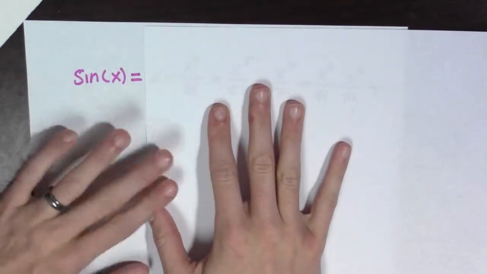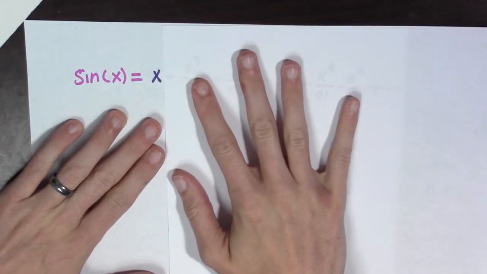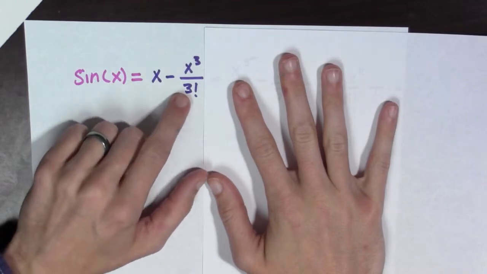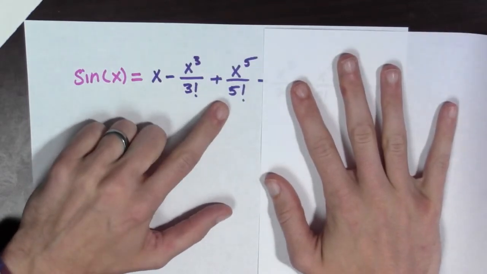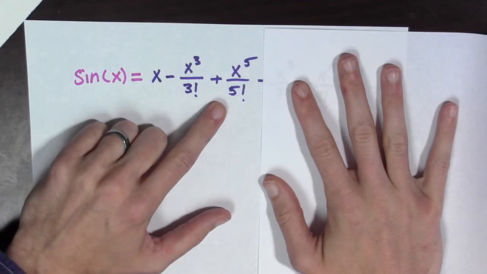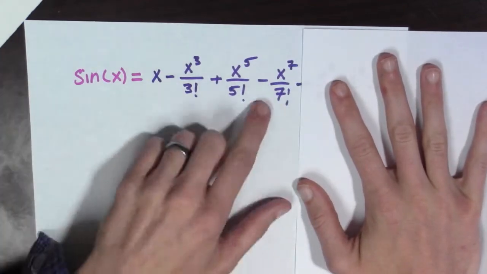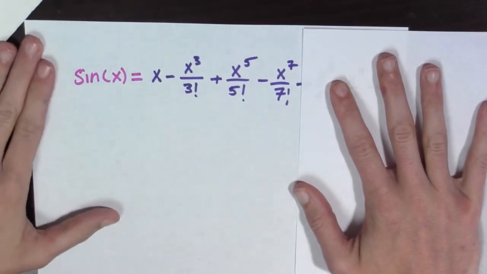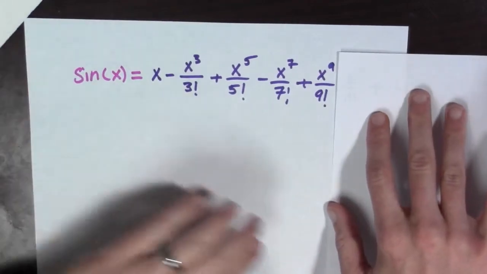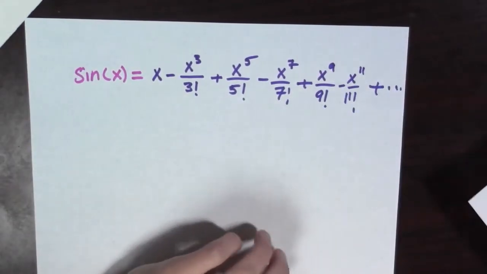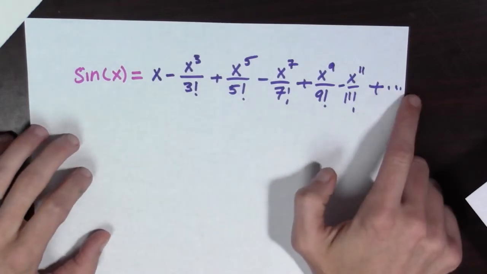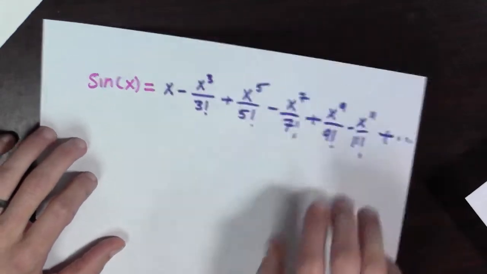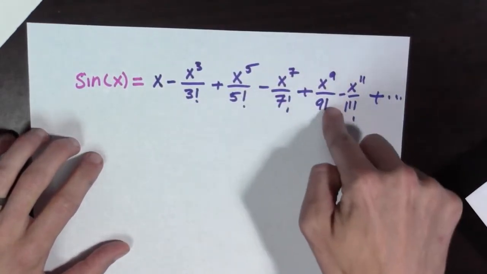So let's do it. Sine of x is equal to x minus x cubed over 3 factorial. 3 factorial is 3 times 2 times 1. Plus x to the 5th over 5 factorial. 5 factorial is 5 times 4 times 3 times 2 times 1. Minus x to the 7th over 7 factorial. 7 factorial, 7 times 6 times 5 times 4 times 3 times 2 times 1. Plus x to the 9th over 9 factorial. I'm not going to say it. Minus x to the 11th over 11 factorial plus x to the 13th over 13 factorial minus x to the 15th over 15 factorial plus, and so on. Basically, we're just doing every odd number here.